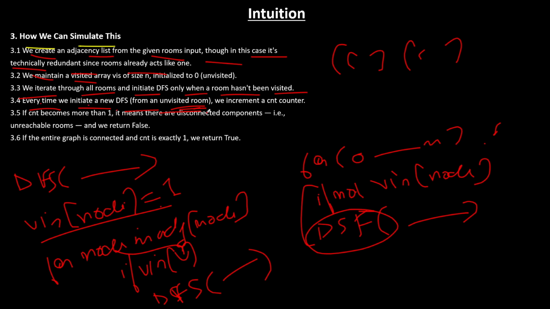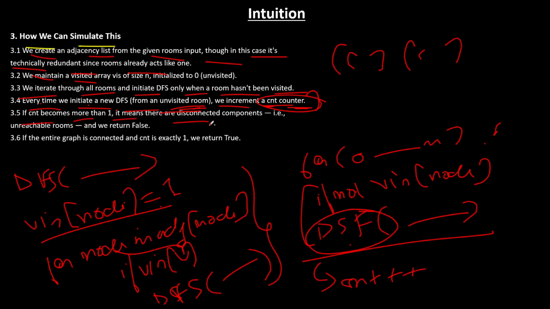Every time we initiate a new DFS, we increment a count, CNT, which is basically a counter. This is written for this particular case. Since this DFS was initially initiated, and this DFS call is done, we come back and increment the count. If count becomes more than 1, it means there is a disconnected component and it is unreachable, and we return false.